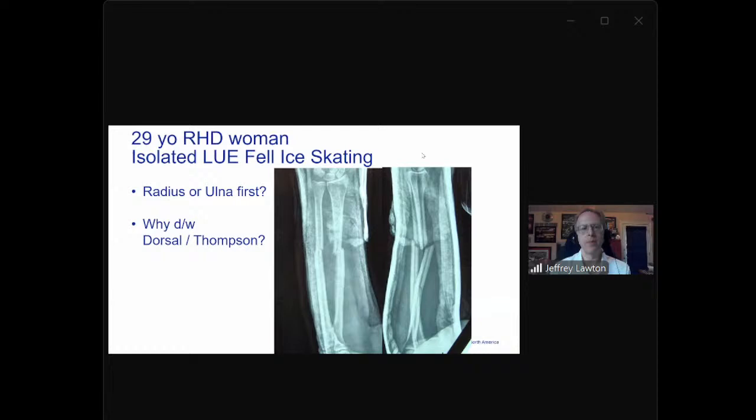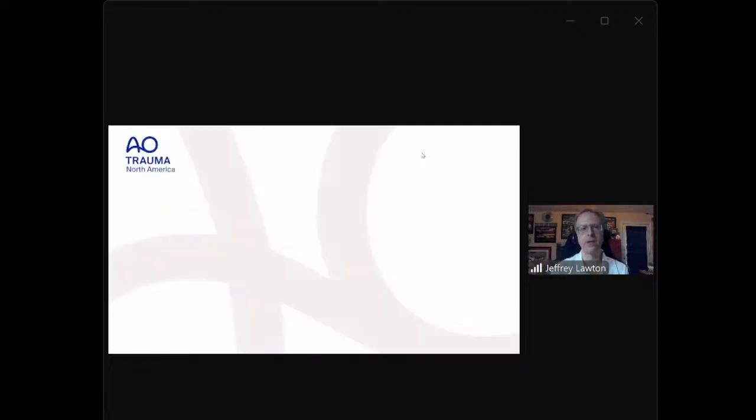Since I'm talking about a Thompson approach, you may ask yourself why it is relevant to this, as it's a mid-distal third fracture, as you see here. But if you look closely, and it's a little difficult to tell, you can see that this is actually a segmental radius fracture. So we'll talk about that.